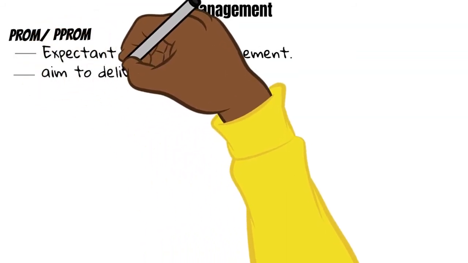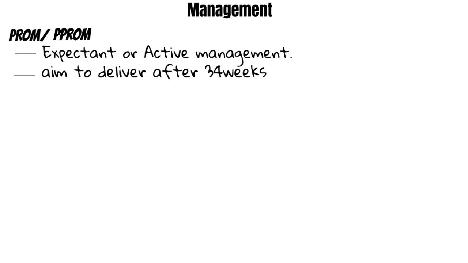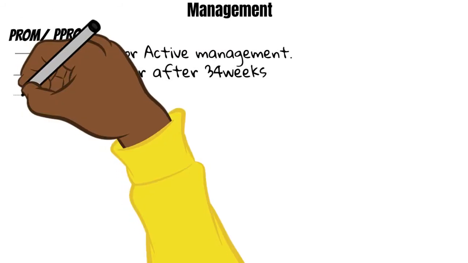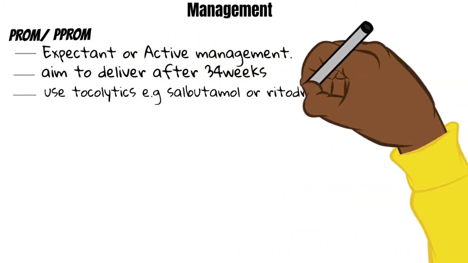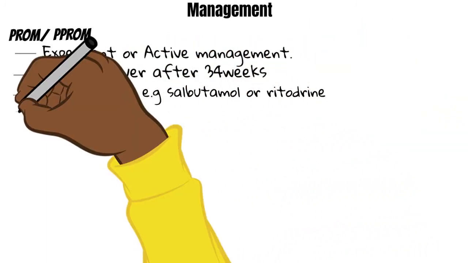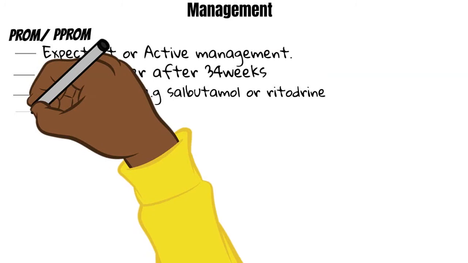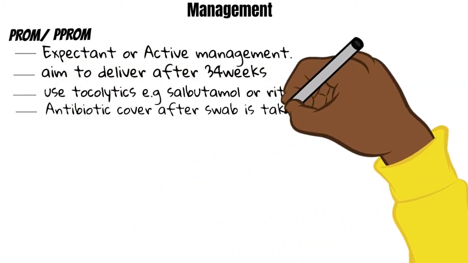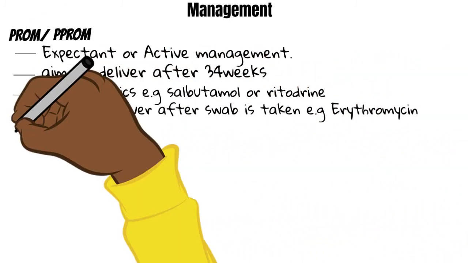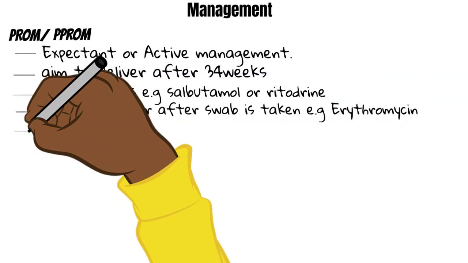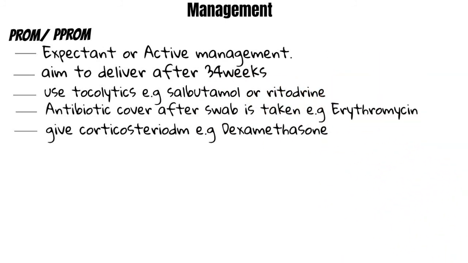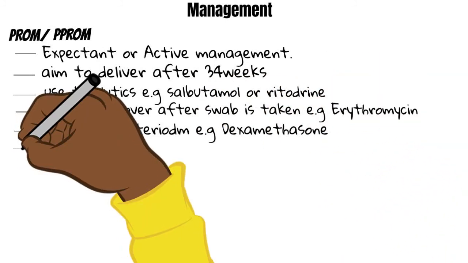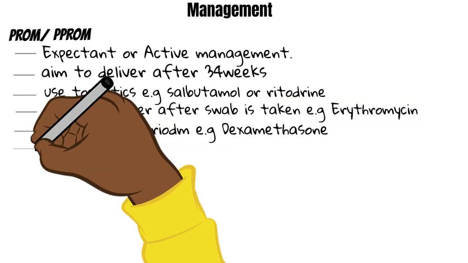Then we can also give corticosteroids, especially dexamethasone. Now, dexamethasone has 4 important functions. It is important for fetal lung maturation. It also reduces the risk of necrotizing enterocolitis. It also prevents intracranial hemorrhage, and it also reduces thrombocytopenia of the newborn. Then we can also give tocolytics, which are beta-2 agonists such as salbutamol or ritodrine.